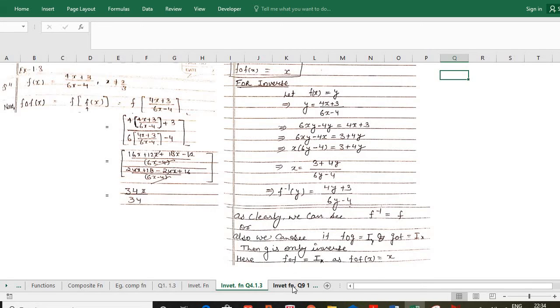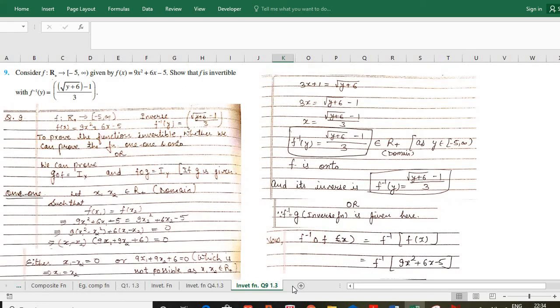Now next I will take one more example of an invertible function, which is again from your exercise 1.3 question number 9. Now in this case you have been given one function. It is a well defined function. Here we have to prove f is invertible with this inverse. So in this case we can go in two ways, right? First, either you prove this function as 1-1 and onto, and while proving onto you can get the inverse, and you will get the same inverse which is given in the question.